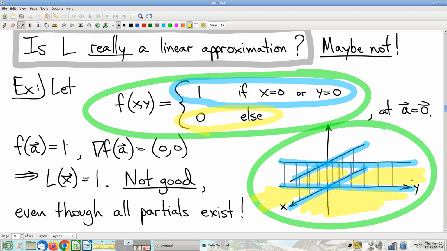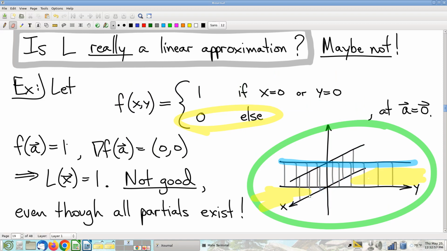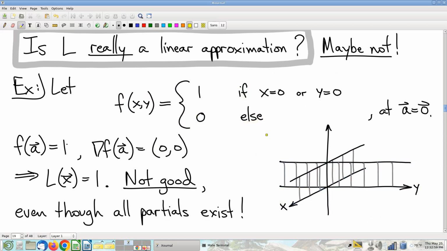And now let's ask the question: for this function, what is the linear approximation at the point 0? If I want to compute that, well, I can compute the value of the function, no problem. The value of the function is 1 when you're at the origin. Can I compute the partial derivatives? For example, what is the partial derivative with respect to x at the origin? I remind you, keep in mind the origin right here.